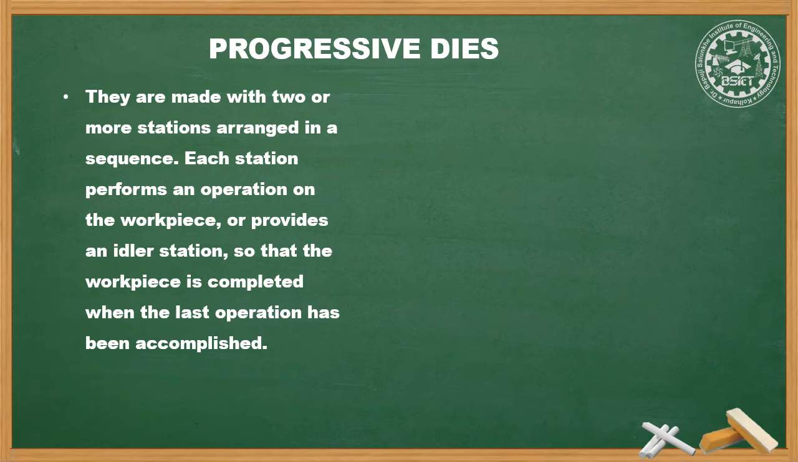Thus, after the fourth stroke of a four-station die, each successive stroke will produce a finished part. Operations which may be carried out in a progressive die are piercing, blanking, forming, drawing, cutting off, etc. The list of possible operations that can be performed on progressive dies is long. The number and types of operations which may be performed in a progressive die depend upon the ingenuity of the designer or the design of the progressive die.